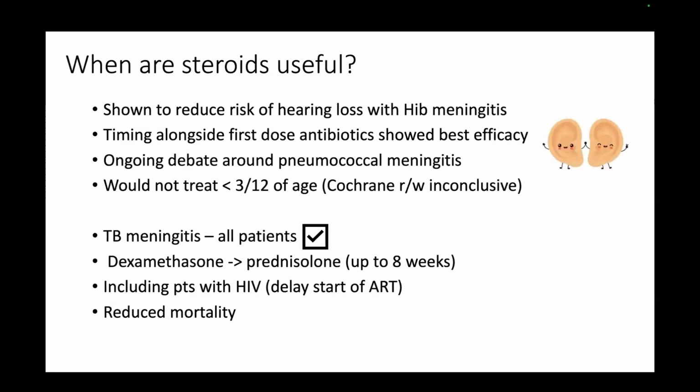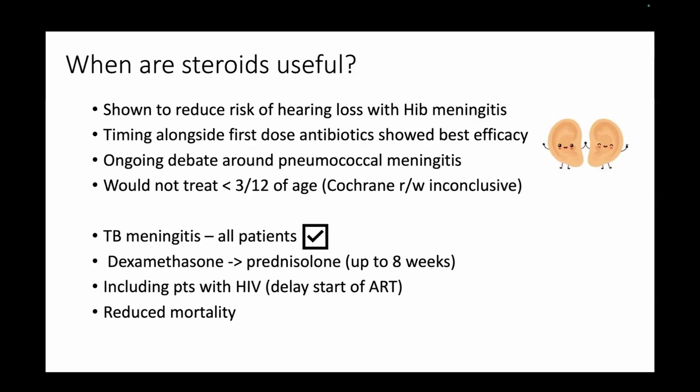And I guess, does it matter? Why do we want to give steroids? What are the outcomes when we give steroids? And it's really very specific to Haemophilus influenzae, to Hib meningitis. There's a proven reduction in the risk of hearing loss post meningitis, and that timing was really give it straight away with the first dose of antibiotics. It's not clear for other pathogens, so the evidence about giving with strep pneumoniae is unclear. And also in terms of age, giving under 3 months was inconclusive as to whether there's any benefit.